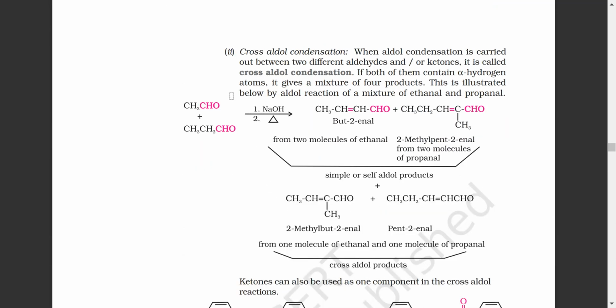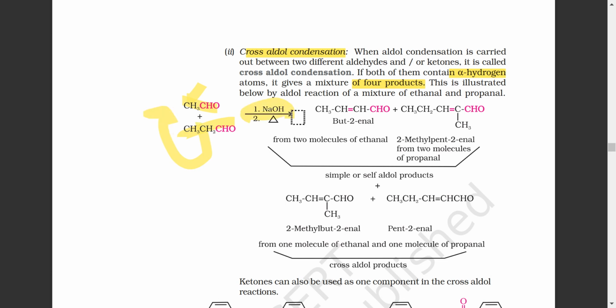Coming to cross aldol condensation. Again we know when aldol condensation is carried out between two different aldehydes or ketones, it is cross aldol condensation. If both of them contain alpha hydrogen atoms, it gives a mixture of four products. ठीक है, तो पहले जो हमने दो different लिए, चार products कैसे मिलेंगे, इसका अपने साथ self, इसका अपने साथ self, इसका इसके साथ cross, और इस वाले का इसके साथ cross. So you will get four products.